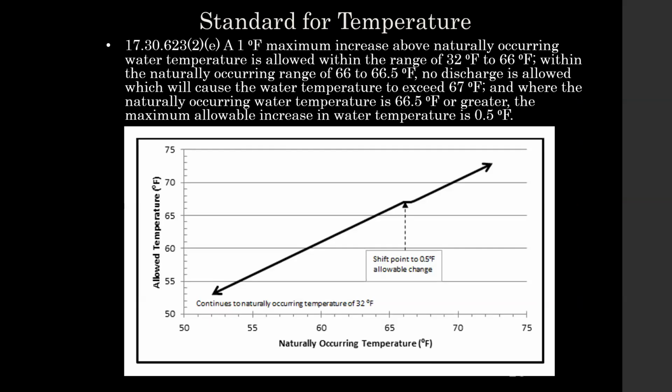The standard for temperature that we have at DEQ is a 1 degree Fahrenheit maximum increase above the naturally occurring temperature for cooler streams below 66 degrees Fahrenheit, and then a 0.5 degree allowable increase above naturally occurring for warmer streams. However, in practice, this is really hard to determine without very complicated models whether the standard is being met.